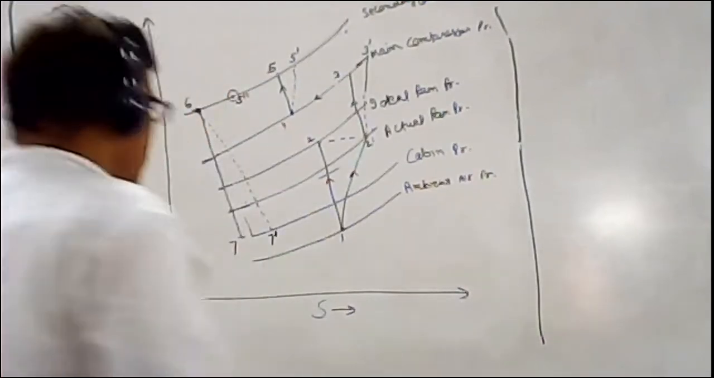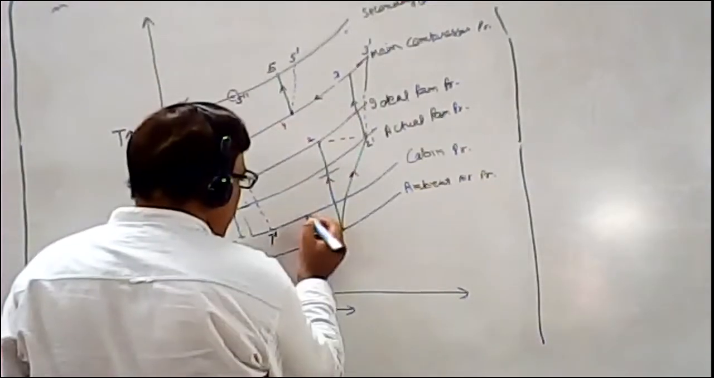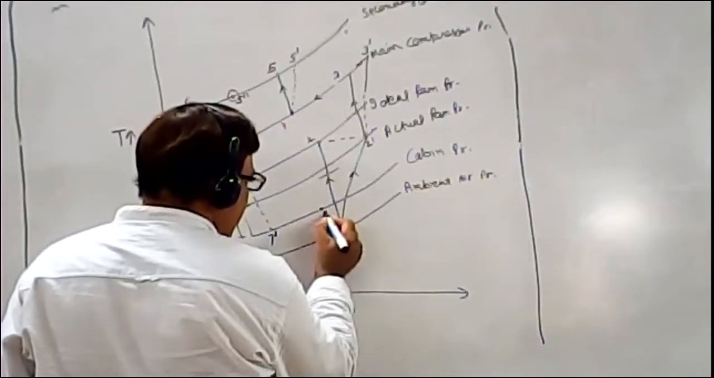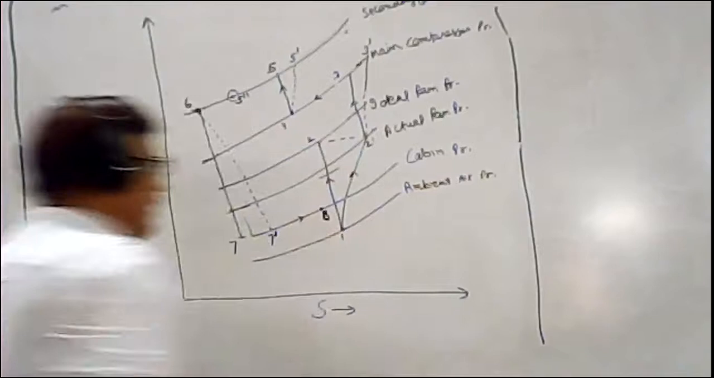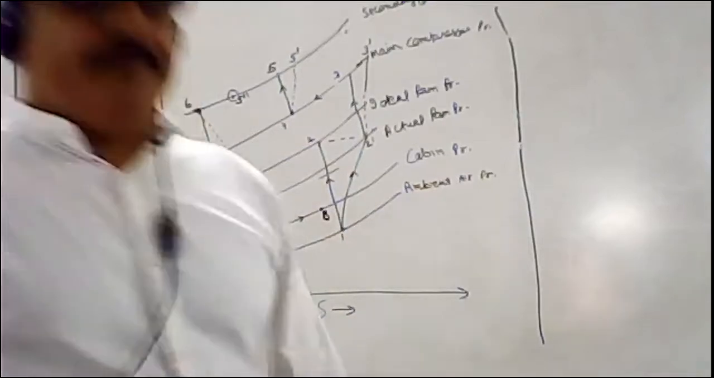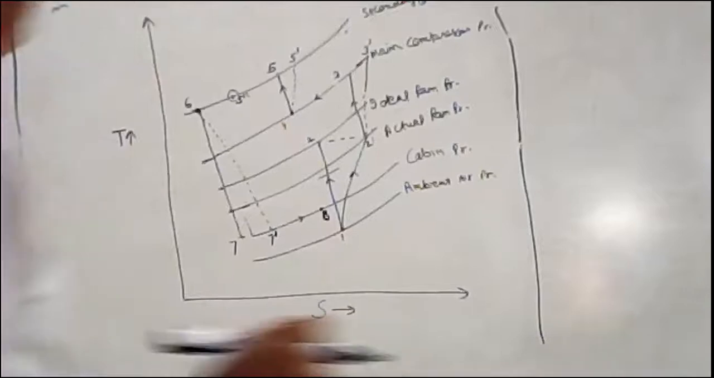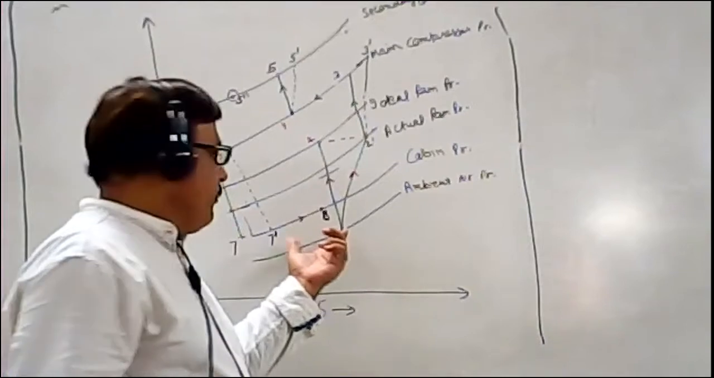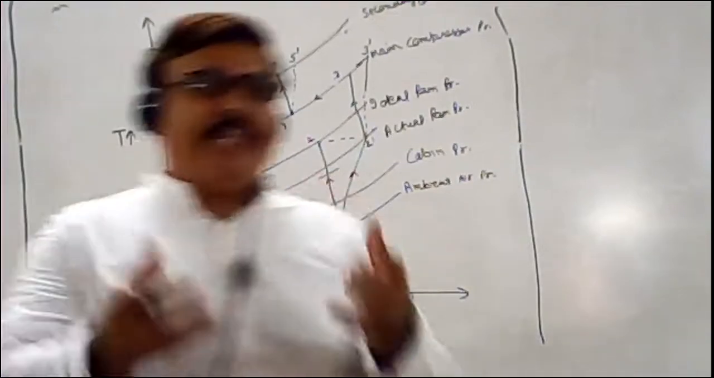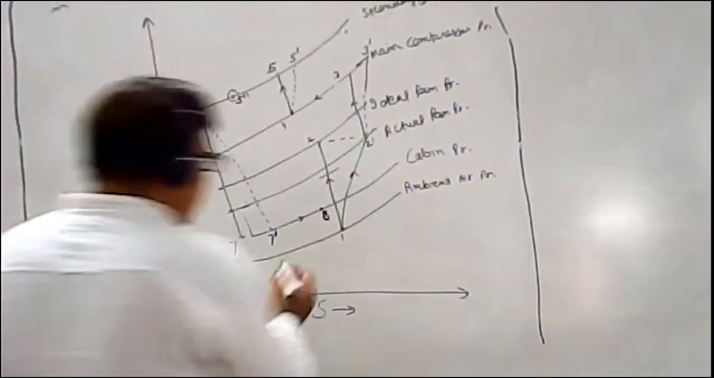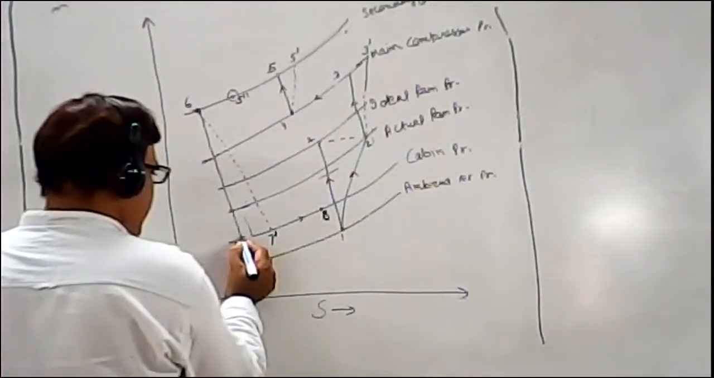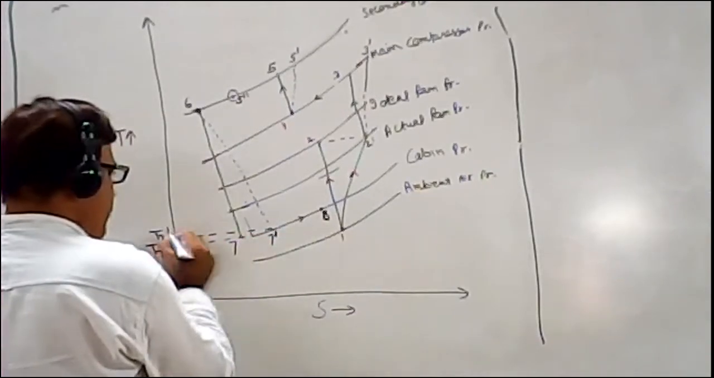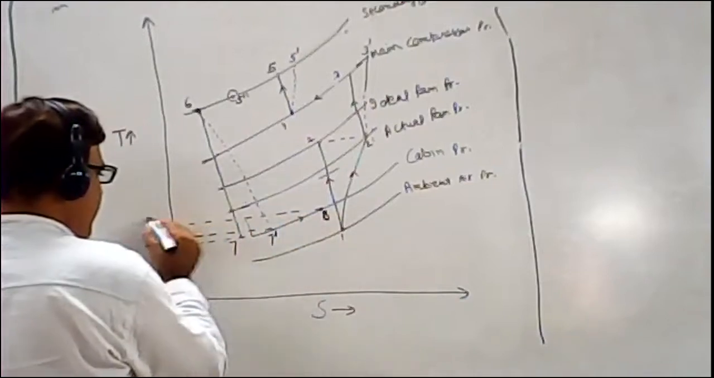Now again, it will pass through your cabin, from where it will take the heat load. So 7 dash to 8, when the air passes through the cabin and takes the heat load. Everybody note it, 7 dash to 8. When it passes through the cabin, its temperature is going to increase. Look here, the temperature of air is T7 dash. Here is T8.